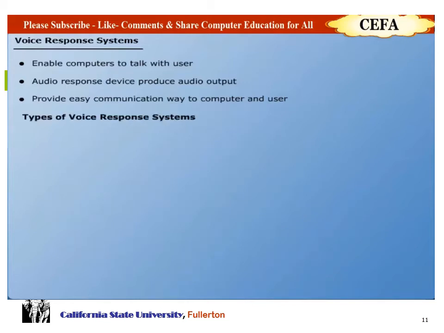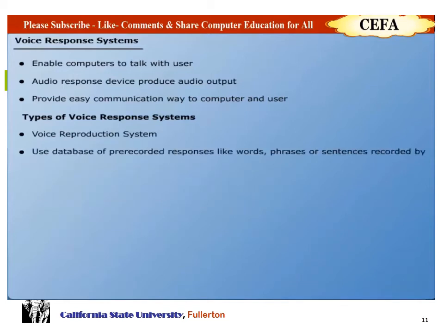1. Voice reproduction system. A voice reproduction system uses a database of pre-recorded responses like words, phrases, or sentences which are spoken by a human being. It produces the output by selecting the particular words and phrases from the database.